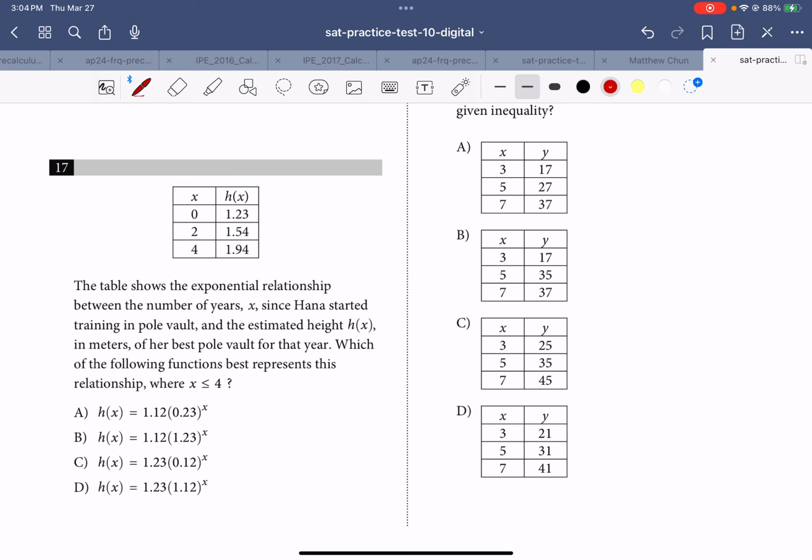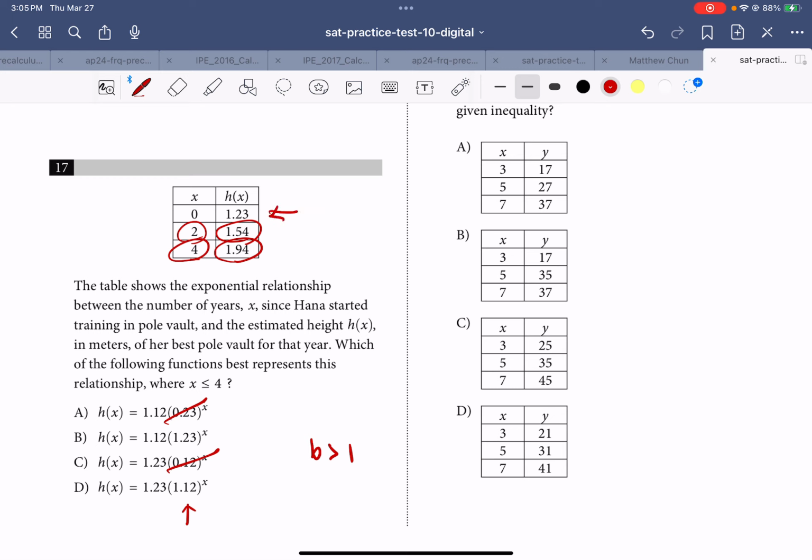So it looks like increasing anyway. You see that 2 years after training, it will be 1.54, 4 years training, 1.94, things like that. So it should be an exponential increase. So your b value should be greater than 1 to be an exponential increase, right? So those are out. So either B or D, but you said here initial is 1.23, right?